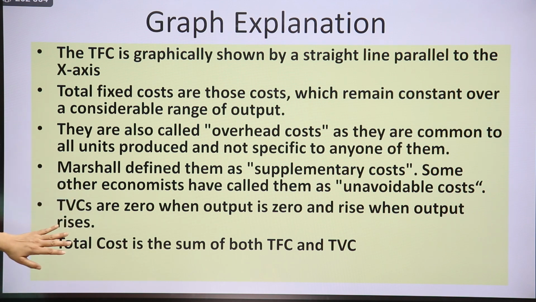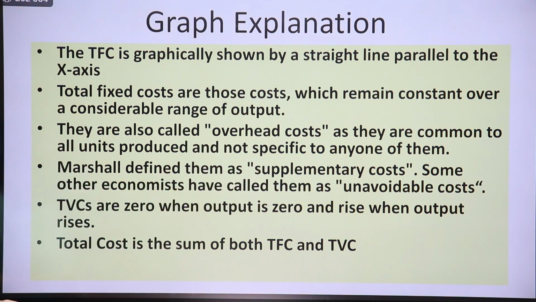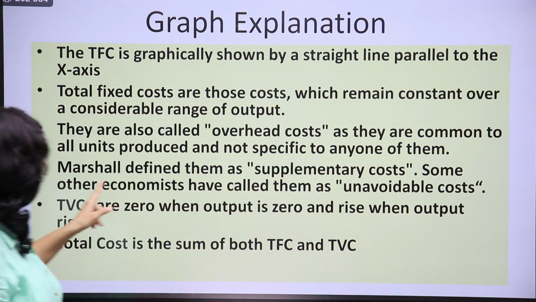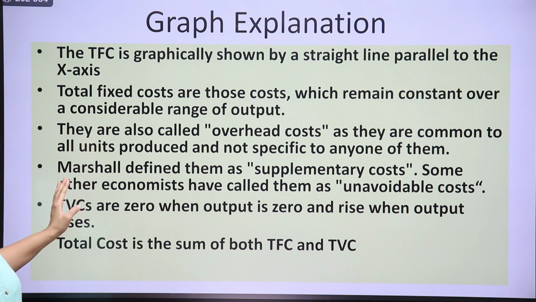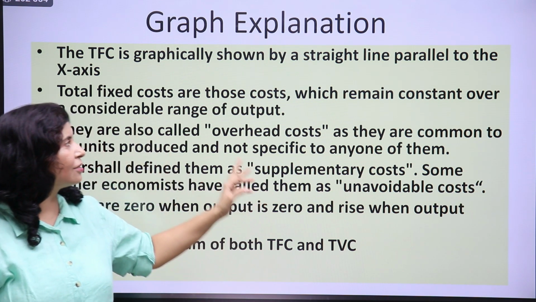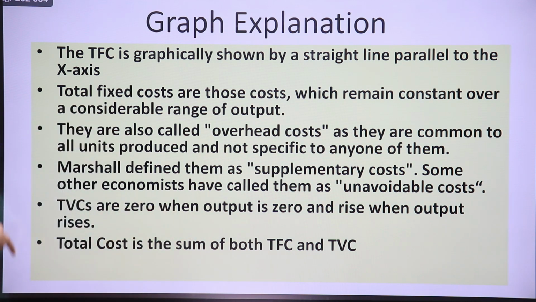Graph explanation, I am not explaining this once again. You can read it and understand because we have explained. And here Marshall defined these costs as supplementary cost. Some other economists have called them unavoidable cost. What are fixed costs? Fixed costs are unavoidable cost and they are overhead cost also. So they are very important.